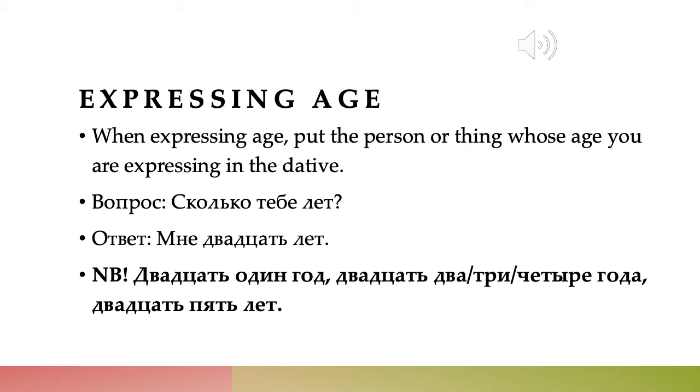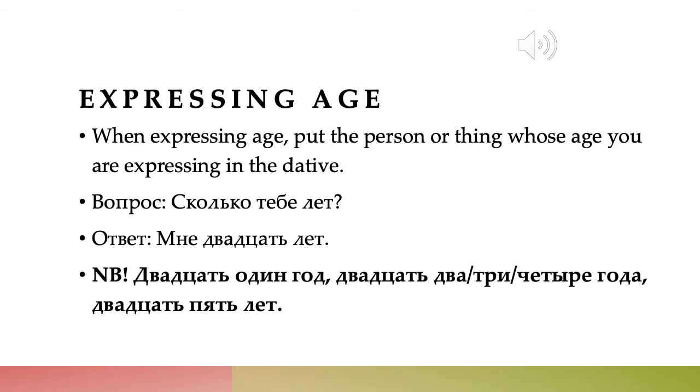So notice that we have сколько лет, and then the dative of whosever age we're asking. And in the answer, we have the dative of whosever age we're talking about, and then the number of years. Мне 20 лет. And remember how to count years. So if you have 1 or any number ending in the word 1, like 21, we use год, so 21 год. And then 22, 23, 24 года. And then finally, 25 лет. So this is one of those words where the genitive plural is a different word from the nominative or the genitive singular.